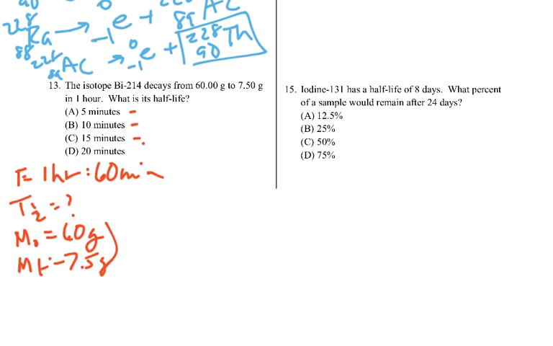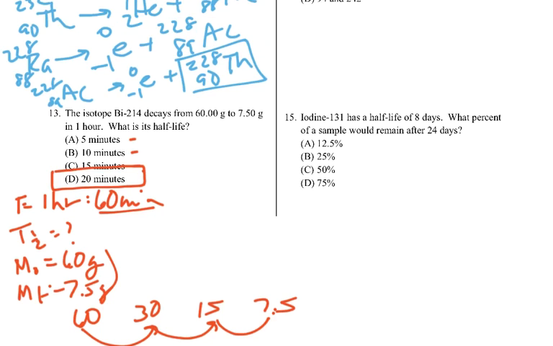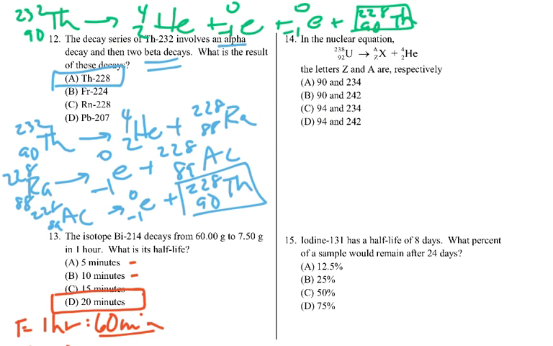So we know these two, so we're going to draw a picture. We can say 60 goes down to 30, goes down to 15, goes down to 7.5. So we have 1, 2, 3 half-lives. So if 60 minutes is 3 half-lives, 1 half-life would be 20 minutes. Let's go on to 14.